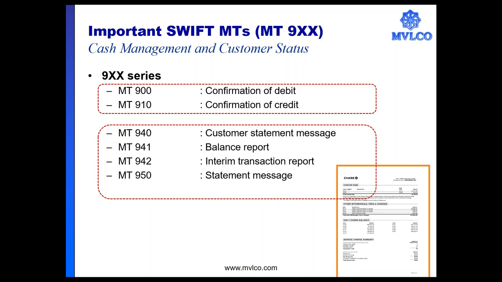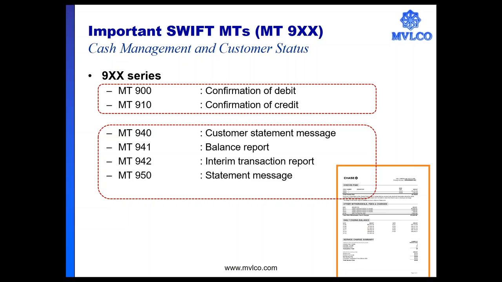The MT942 gives me interim transactions. Interim transactions meaning the bank has opened at 9 o'clock. At 12 noon, I tell my bank, give me the statement of all the transactions which have happened from 9 o'clock in the morning till 12 noon. The bank will then send me the MT942. It is used to transmit the details and the summary information about entries debited or credited to the account since the last statement. Suppose I was given this statement last evening, then from that point onwards till now, if I want this statement, let's say up to 12 noon, I will get a 942.